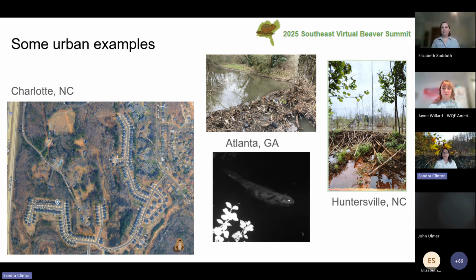So just to give you an on-the-ground look, Elizabeth did a really good job of that in her presentation, but here are a couple more. This is one of my favorite sites in Charlotte. You can see this neighborhood here. This highway over here is Interstate 485. And this area right here is a set of beaver ponds. There are 3 ponds here at the bottom and a big beaver wetland here at the top.